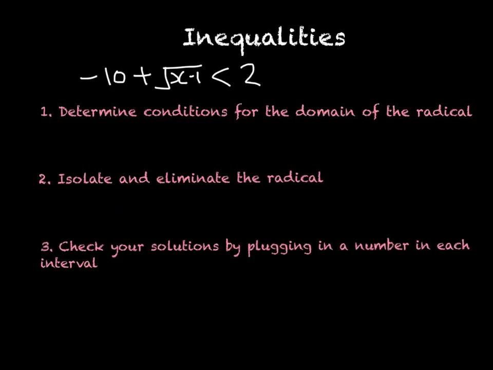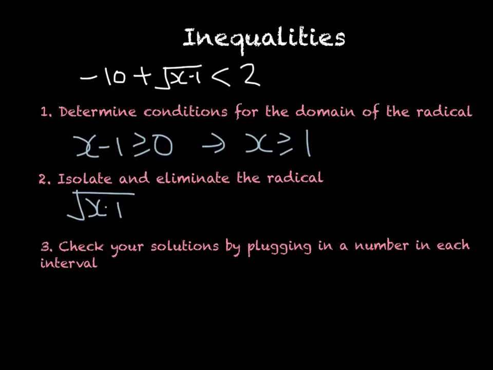I'm going to show this by running through the same example as we did with the equation, except now the equal sign has been replaced by a less than sign. So first, determine conditions for the domain. This means that whatever is under the radical is greater than or equal to 0. So x is greater than or equal to 1. Then isolate and eliminate the radical. So we end up with the square root of x minus 1 is less than 12, or x is less than 145.